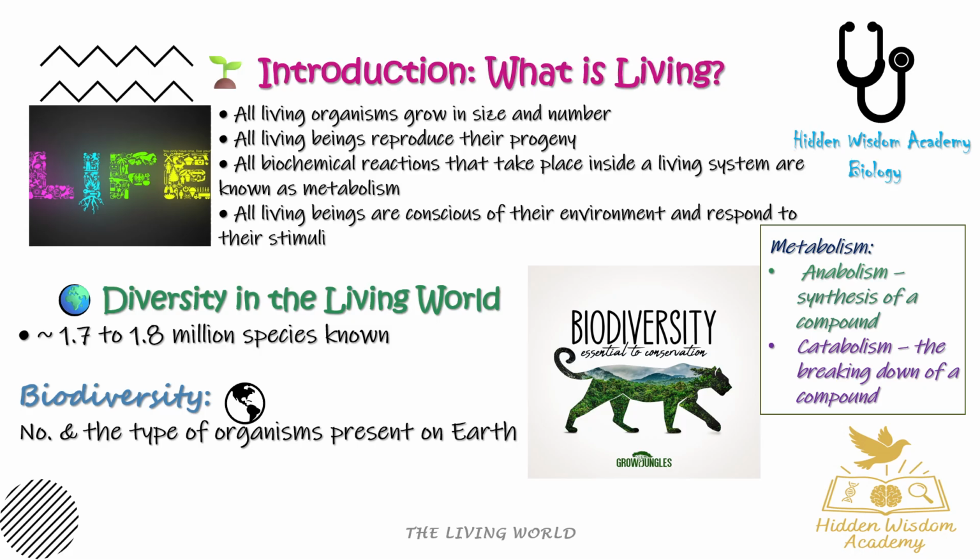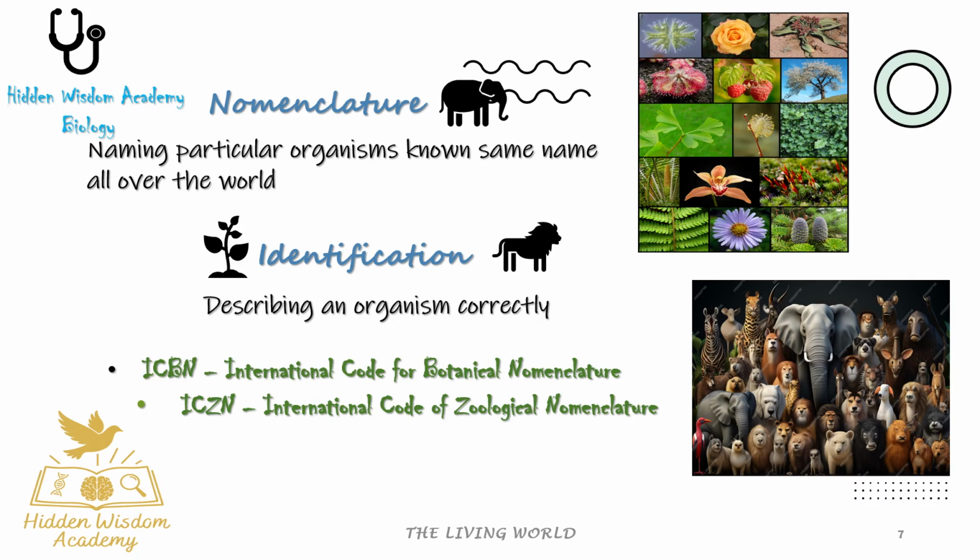Diversity in the living world: 1.7 to 1.8 million species are known. Biodiversity: knowing the number and types of organisms present on Earth. Nomenclature: naming particular organisms, known by the same name all over the world. Identification: describing an organism correctly. ICBN, International Code for Botanical Nomenclature, and ICZN, International Code of Zoological Nomenclature.